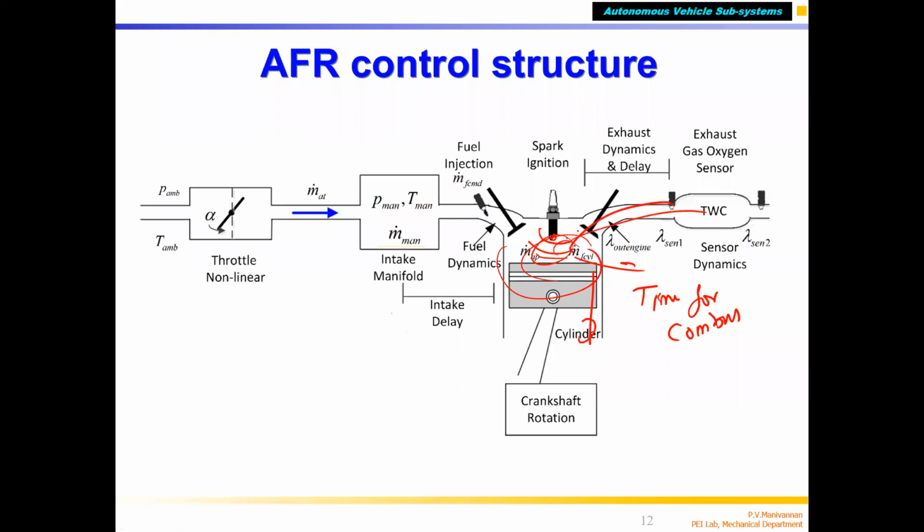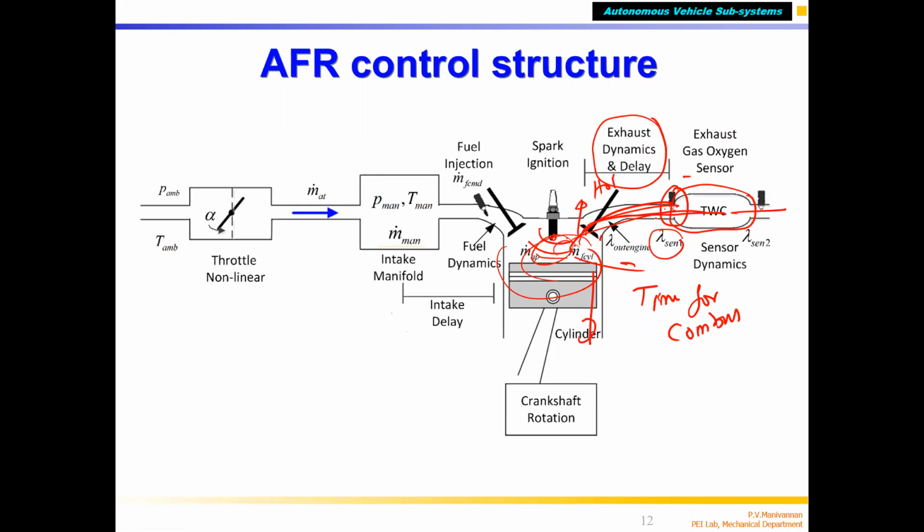Correct? The combusted hot gas will be going out and goes to the TWC, the three-way catalytic converter. Here you have your sensor, the exhaust oxygen sensor, EGO, which measures this. So the hot gas has to come here. This may be 1 foot in length, correct? To travel 1 foot, the exhaust gas takes some time. That is called exhaust time delay, the exhaust dynamic delay.